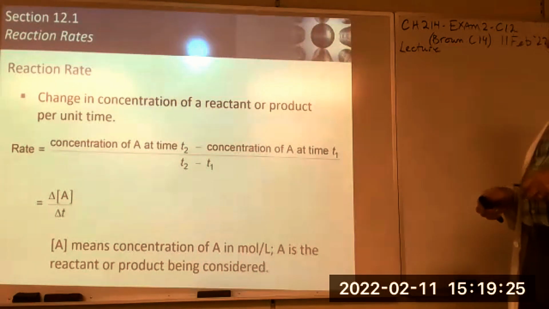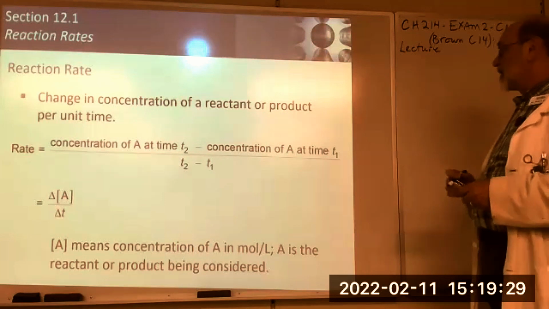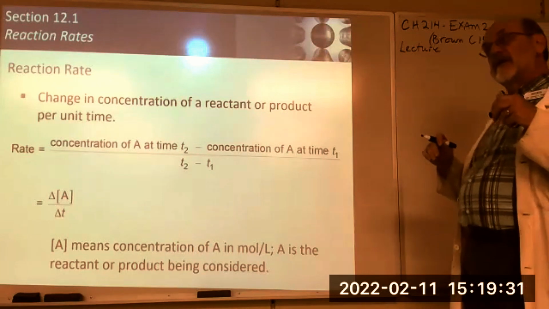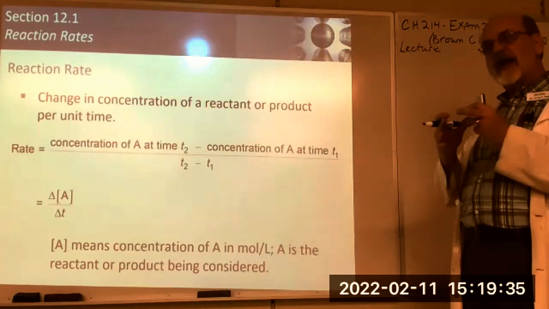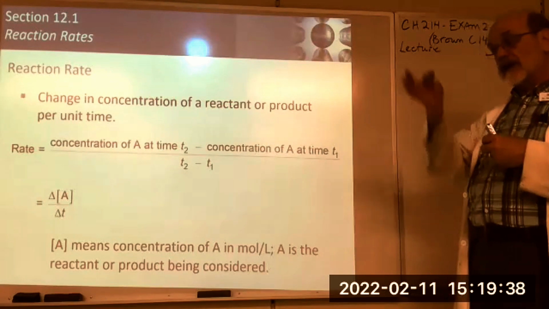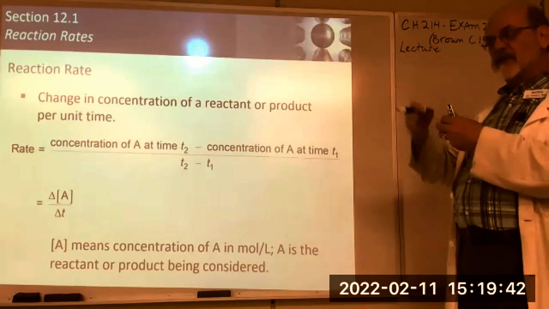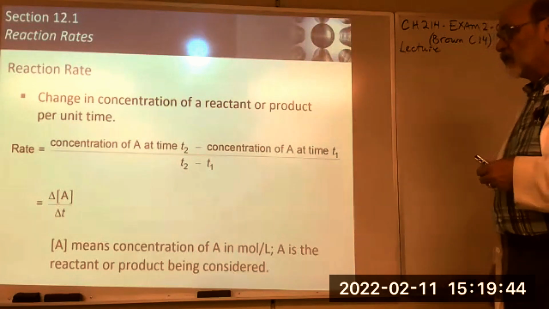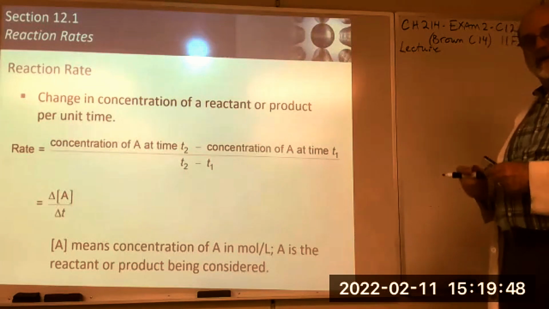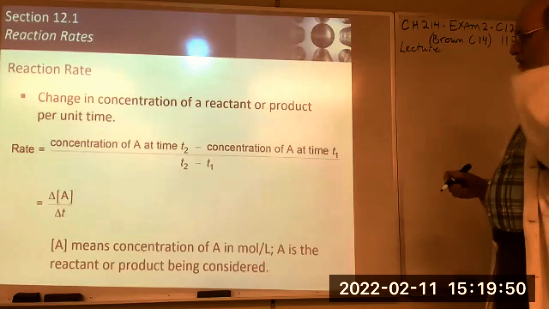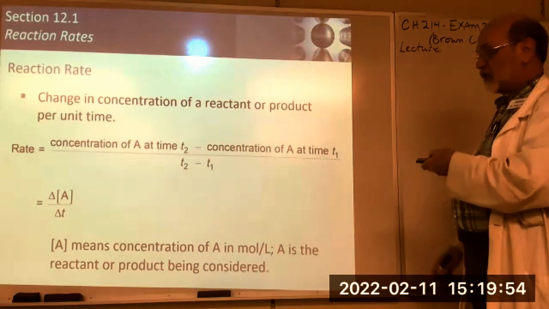Okay, so we need a way to express that rate. One way is to say, how fast does a product appear from a reaction? Put two reactants together, then initially you have no product, right? So how fast does the product appear? The other way is to say, how fast does the reactant disappear? And it just depends on how you express it.